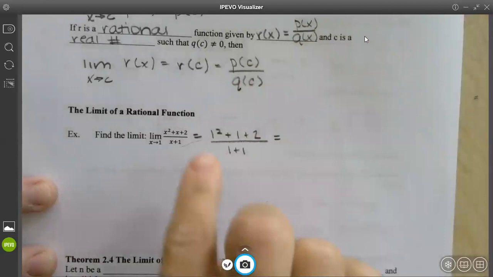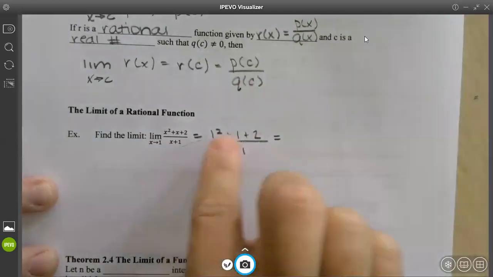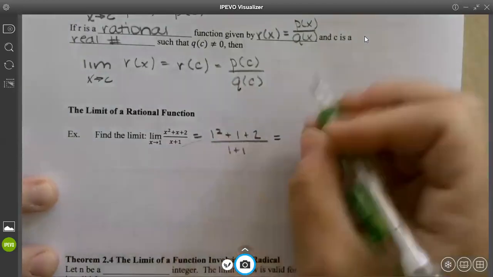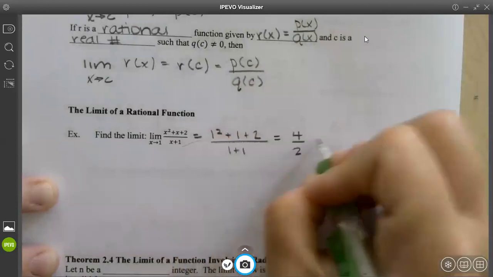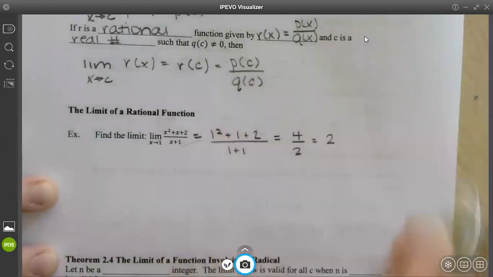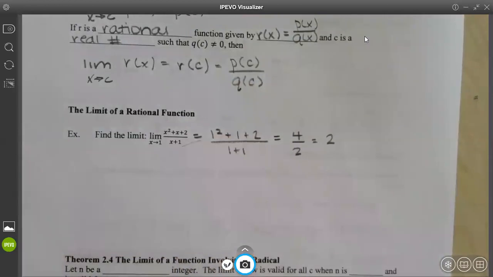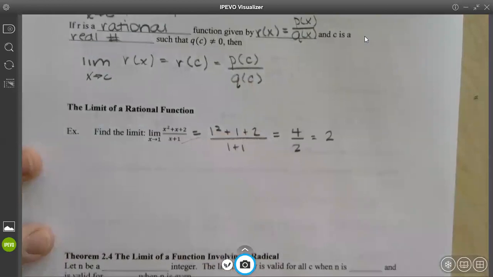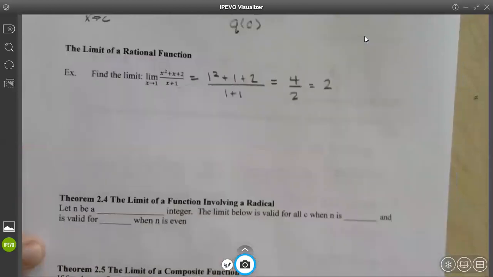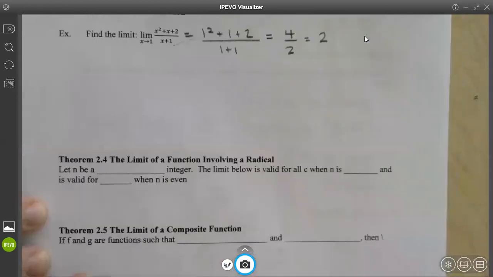1 squared plus 1 plus 2. 1 plus 1 is 4 over 2 is. That's it. And again, we can do that direct because our denominator is not equal to 0. Okay. Any questions? I don't know why I have a bunch of space there. That's all that is to that problem. A lot of your homework. That's all there is. Okay.